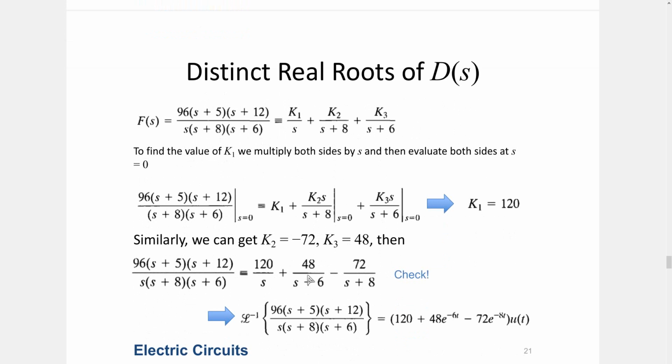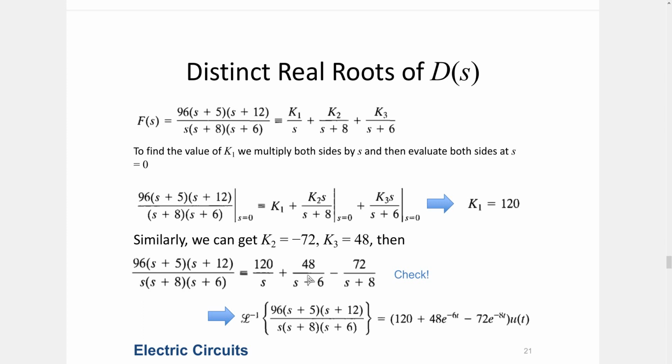Okay, so let us take a look at an example to show how it works in practice. Let us assume that we did some number crunching in the frequency domain, and we end up with F(s) equals 96 times (s plus 5) times (s plus 12) divided by s times (s plus 8) times (s plus 6). So I check that the degree of the numerator is 2 and the degree of the denominator is 3. So I'm good to go.